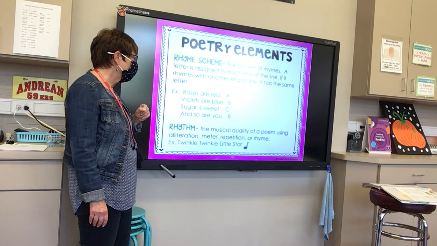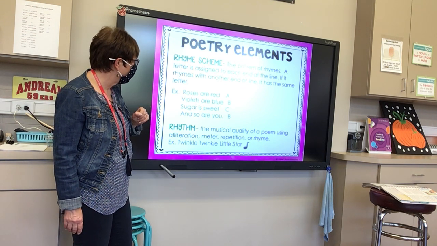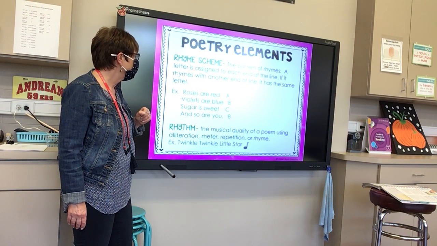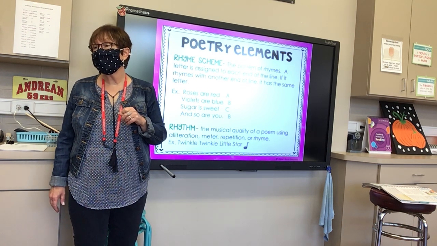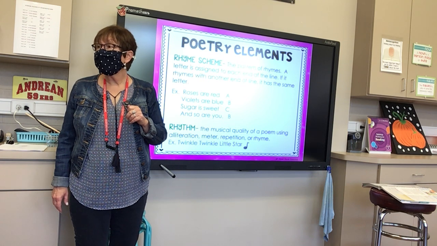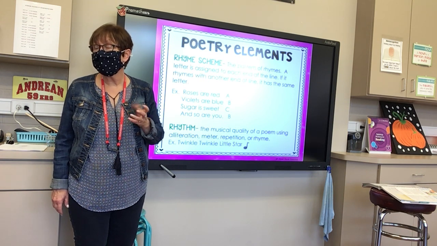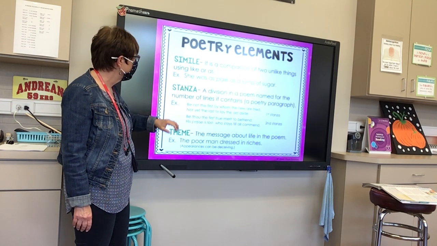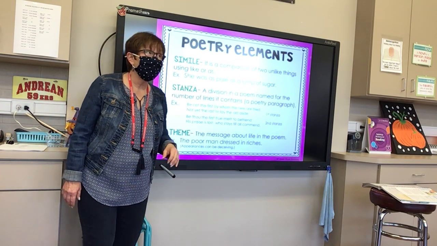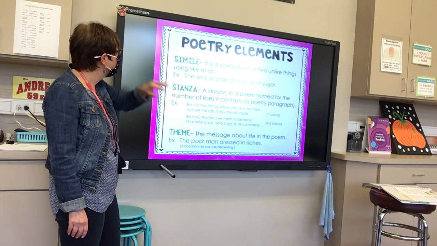And then we have rhythm, the musical quality of a poem using alliteration, meter, repetition, or rhyme. Example, twinkle, twinkle, little star. That has that. That's a rhyme. That's like a poem. Now we're going to be going over all of these as we're going through our poems.